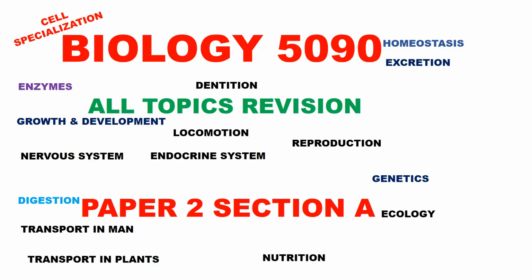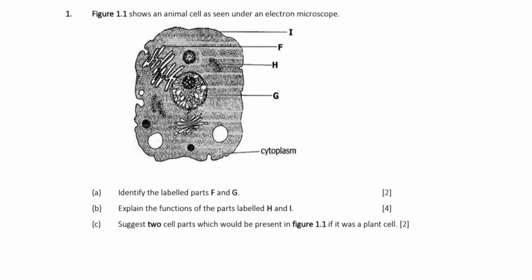Let us look at the first part that we are going to revise in this case. So the first part that we are going to look at is on cell specialization. So we are starting with cell specialization. And the question reads, Figure 1.1 shows an animal cell as seen under an electron microscope. So in other words, this is the detailed part of an animal cell. All right, let us look at the questions.